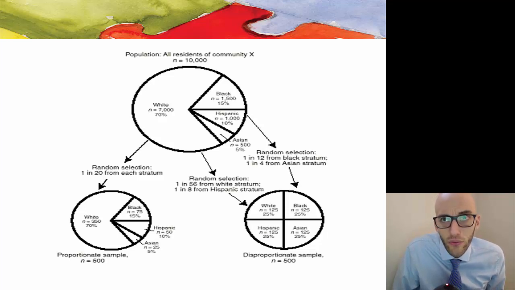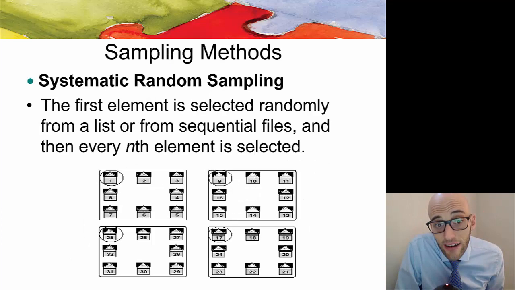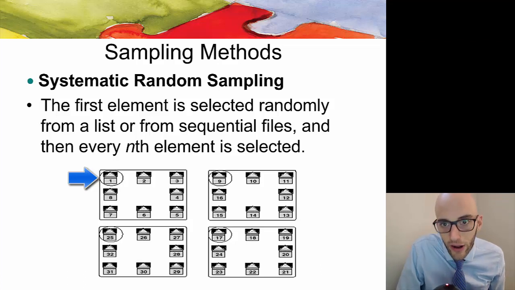And there's reasons why researchers might do this. If we wanted to really have a good idea of the generalizability across cultures or across demographics, we might want to do a disproportionate sample. Versus if we wanted something that was going to be representative of the population as a whole, we might want a proportionate sample, as on the bottom left. So with systematic random sampling, we might do something like taking the first element selected randomly from a list of sequential files, and then every nth element is selected. So the northwest corner house of all 50 neighborhoods that we're going to be sampling from.